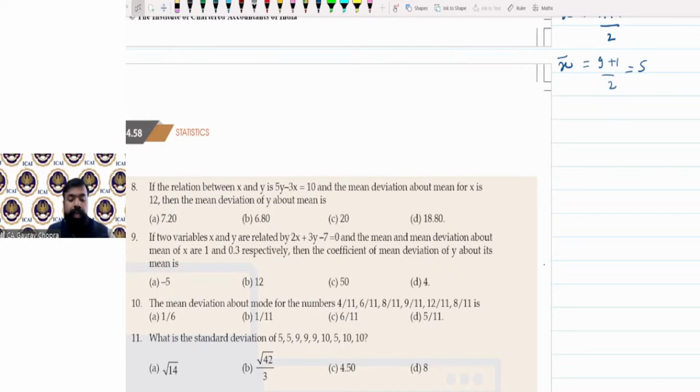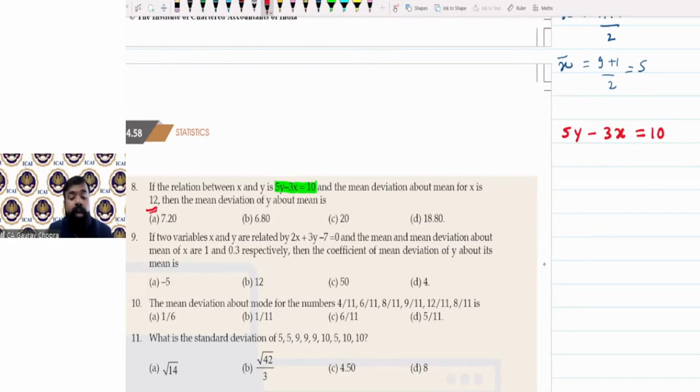Okay, now the next one, the eighth one. If anyone is having doubt in this concept, please understand it once again very thoroughly. I am again explaining you in detail. The relationship between x and y is given by 5y minus 3x equal to 10. So this is the equation. Mean deviation about mean for x is 12.